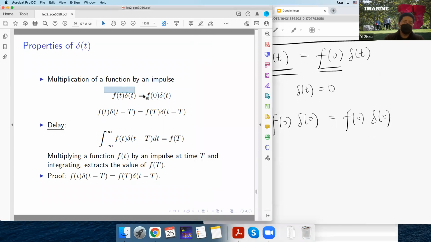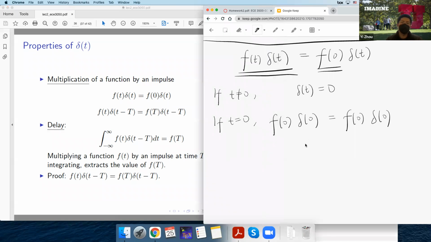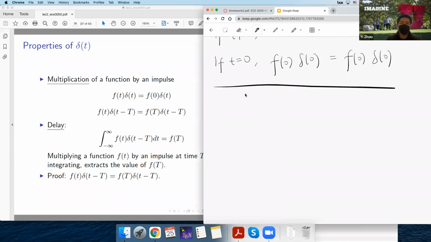Okay, and this property can be further generalized to a time-shifted version of the impulse signal. So if f(t) is multiplied by the shifted impulse, delta(t) shifted to the right by capital T units, following the same argument, we can replace f(t) by f evaluated at this constant offset capital T. And the proof also follows the same logic.